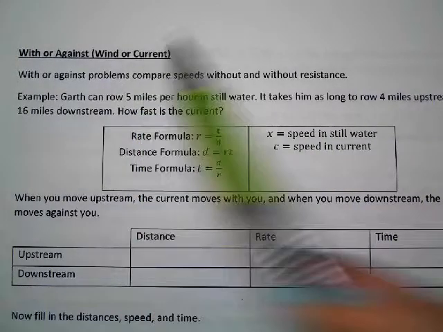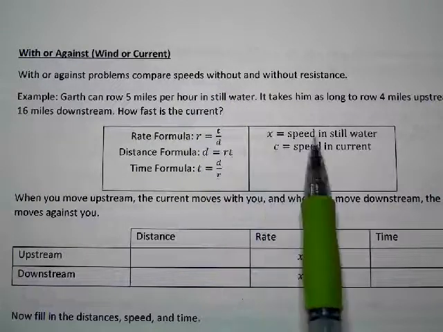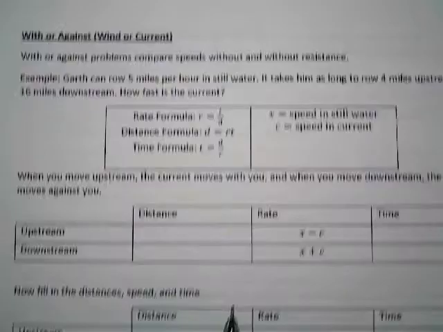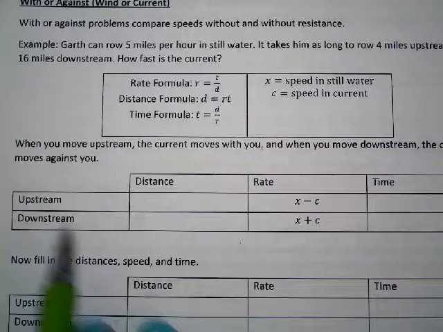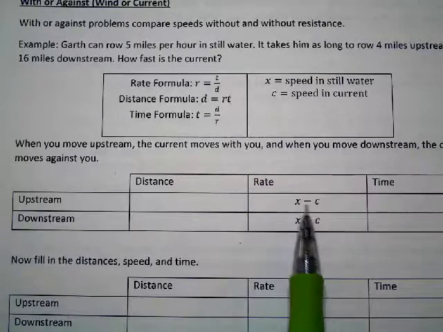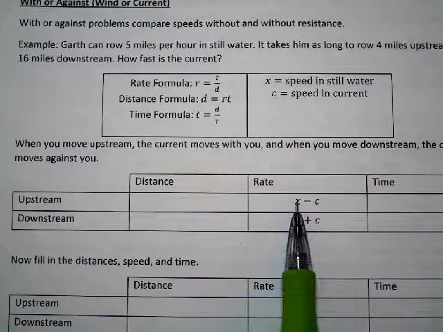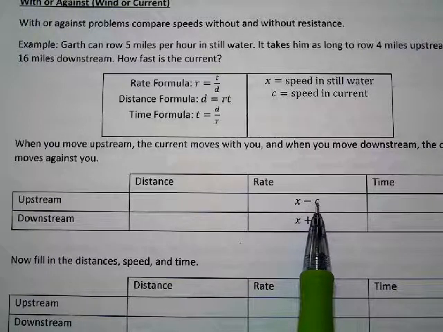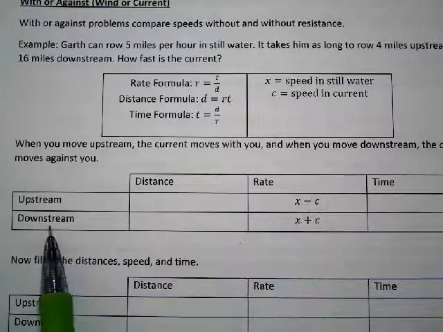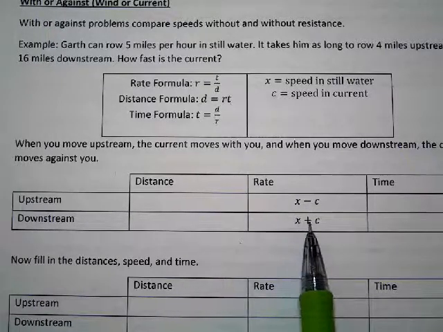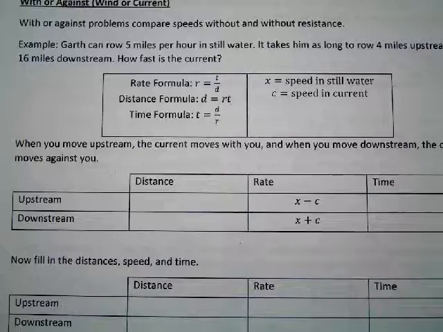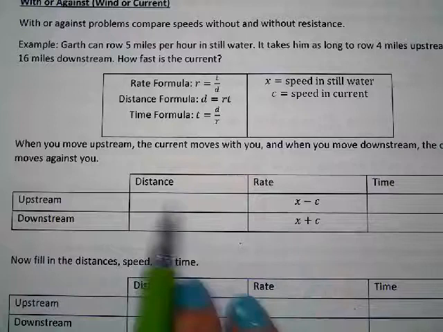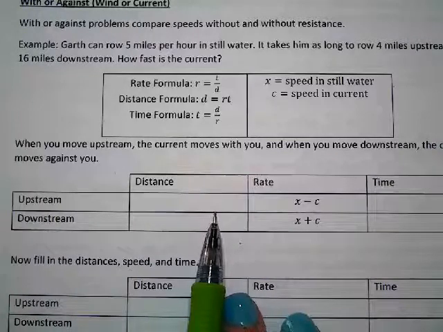So x is going to represent the speed in still water, and c is going to represent the speed of the current. So when you are moving upstream, you are taking the speed in the still water and you are subtracting from that speed the resistance that you're getting from the current, so it's slowing you down some. When you're moving downstream, you are adding to that the speed of the current because it's making you move faster, it's pushing you along. So that's kind of how the rate is being affected. So we're going to fill in this table with some information. We're going to plug in the distance, we're going to plug in the rate, we're going to figure out the time.